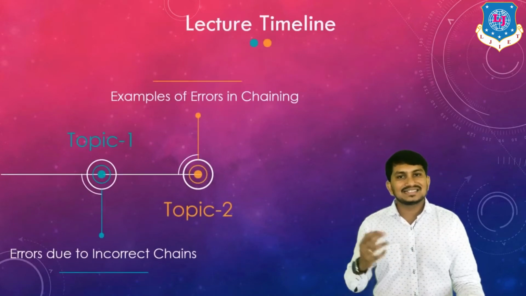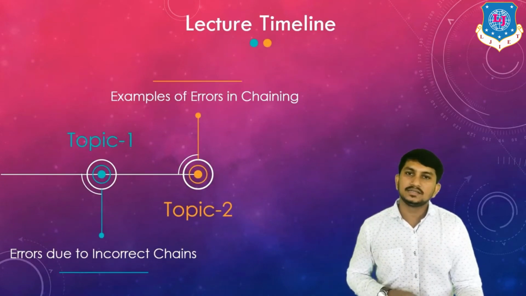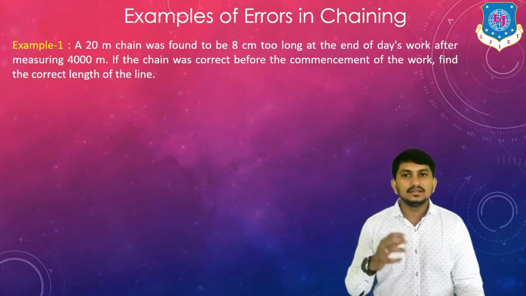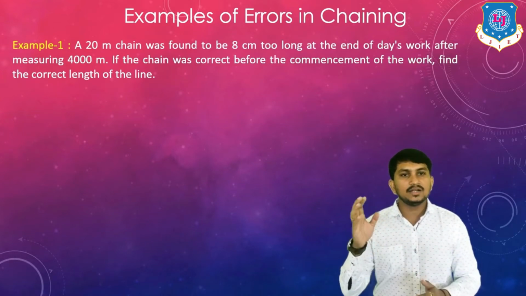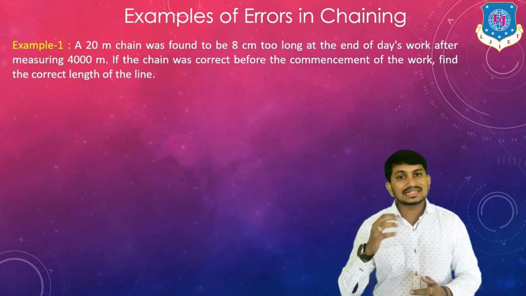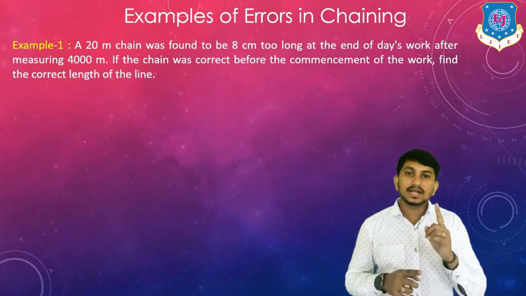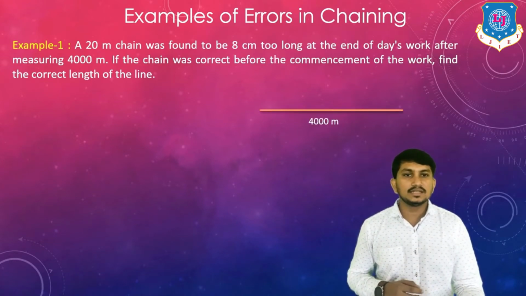Now, let's discuss the second topic of today's lecture, which is the examples of errors in chain. First example: a 20-meter chain was found to be 8 cm too long at the end of the day's work after measuring 4,000 meters. If the chain was correct before commencement of the work, find out the correct length of the line. So here the distance is about 4,000 meters.